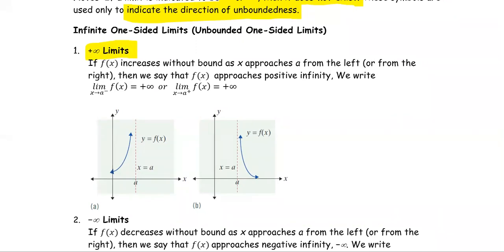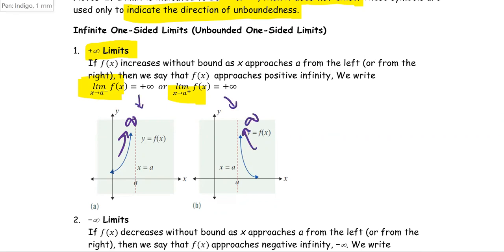As you see in the graph, x approaches a from the left. The function value approaches infinity. The second case, as x approaches a from the right, the function value approaches positive infinity.